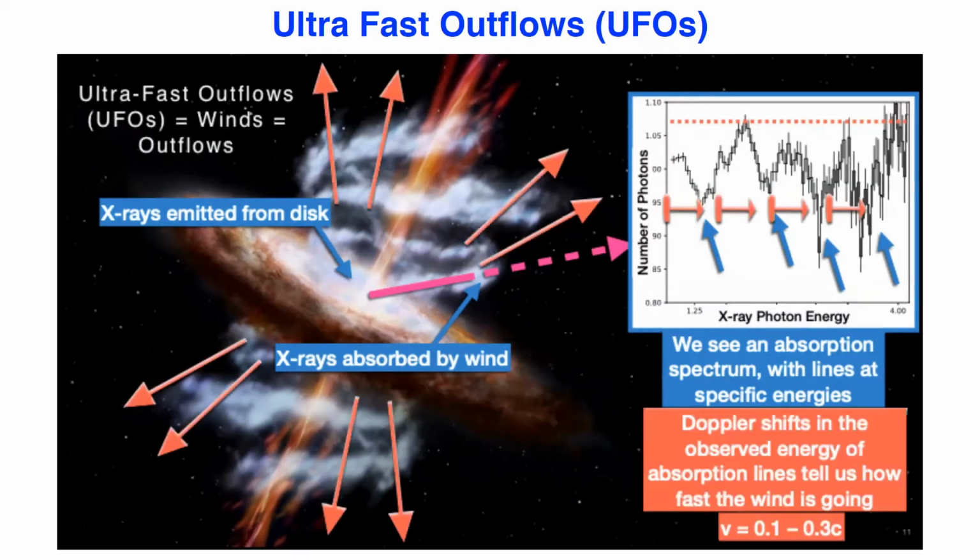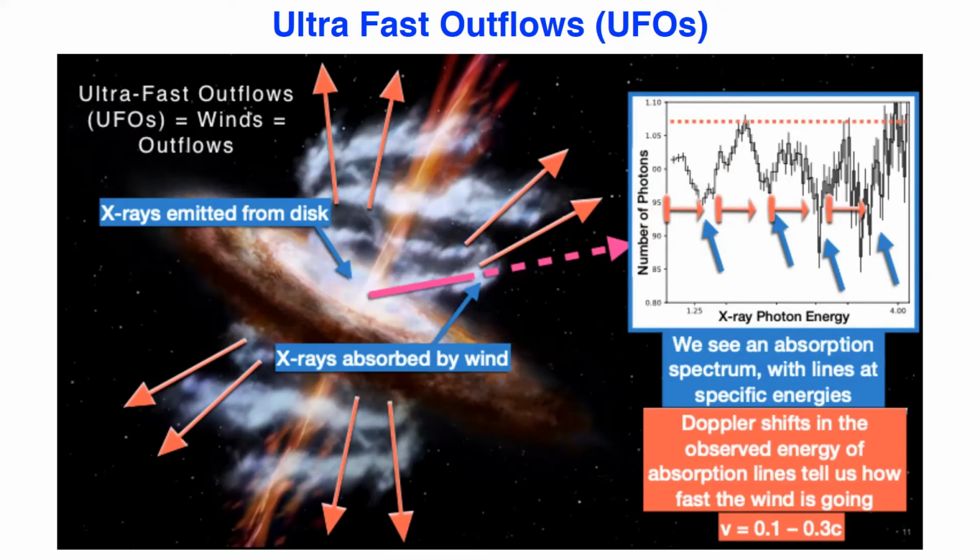Okay, but the other thing that we can see from the absorption features is that there is a Doppler shift. They are essentially blue shifted, and the degree of this blue shift gives us an idea of the outflow velocity. This is very important because then, in theory, we could measure the power of this wind.